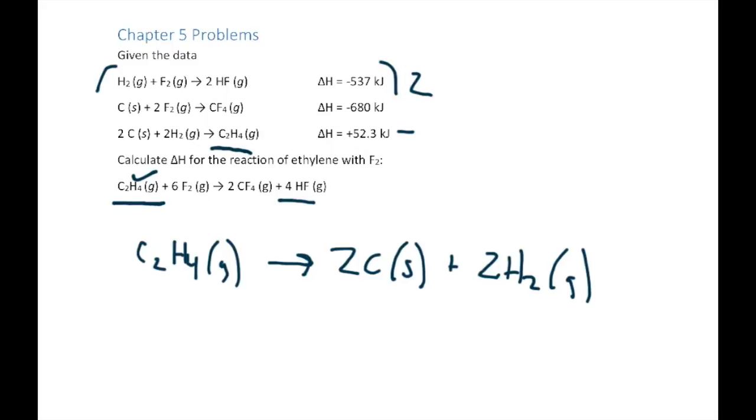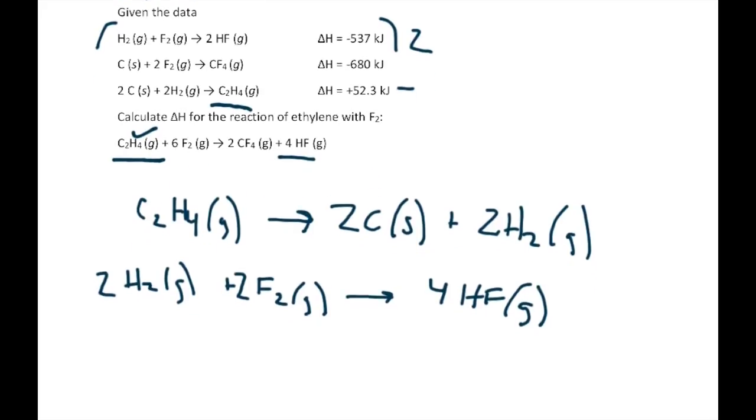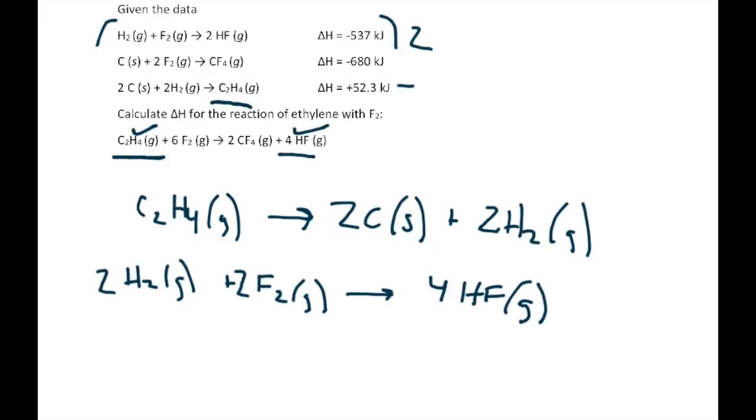So let's write that second reaction now. We're going to have our H2 gas plus our F2 gives us, now remember, we multiplied by 2, so 4 HF. Again, we multiply by 2, so we need those coefficients. Now we have the HF, because remember, we're going to add all of these up in the very end.